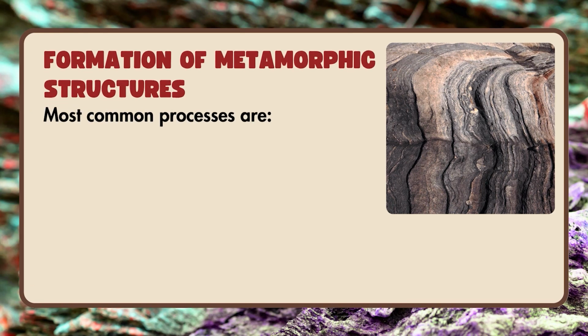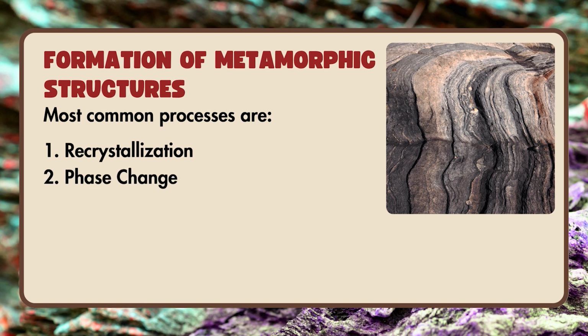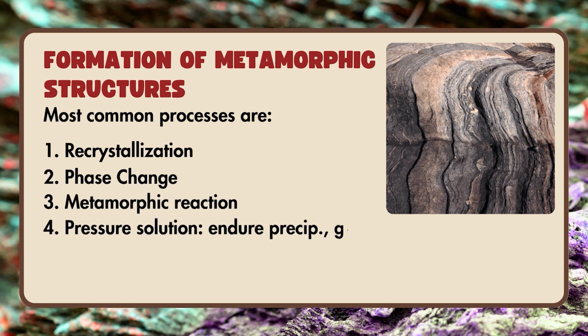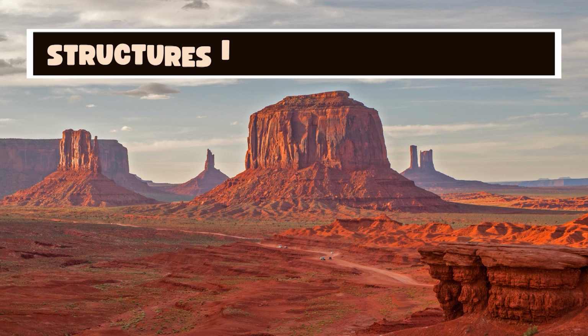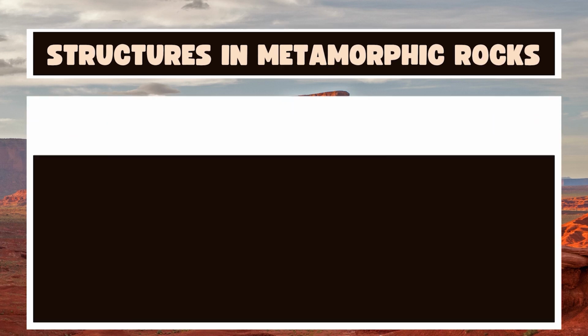Formation of metamorphic structures. Most common processes are recrystallization, phase change, metamorphic reaction, pressure solution. Grains become shorter in one direction and elongated in another direction. Number 5, plastic deformation.